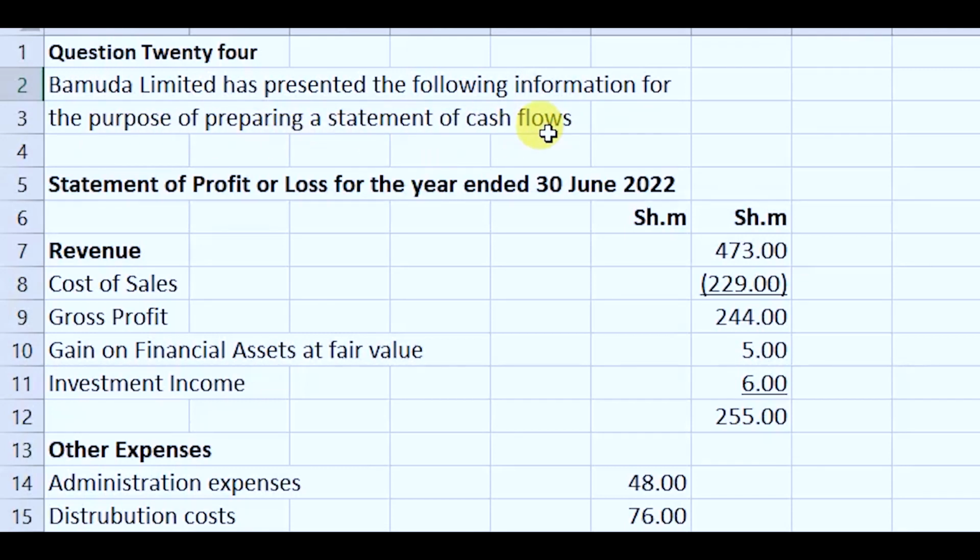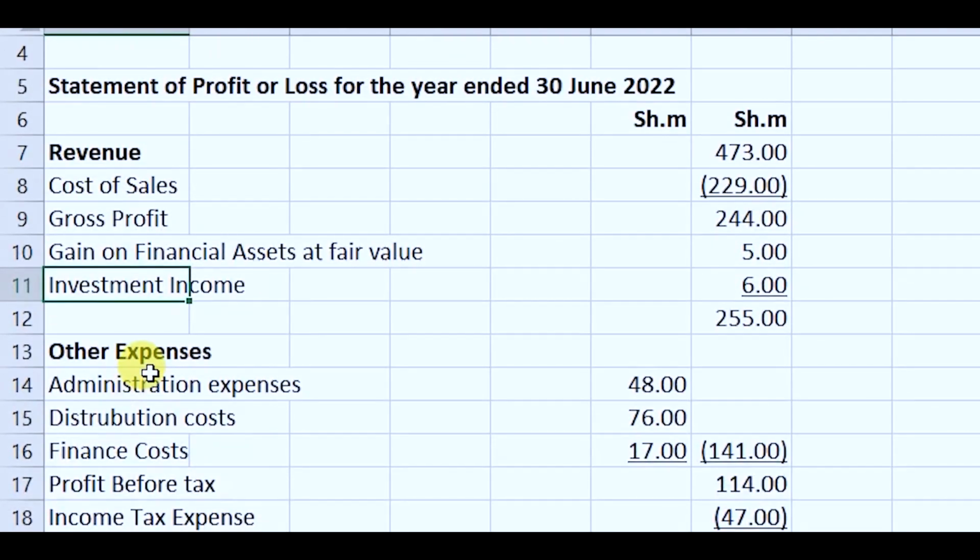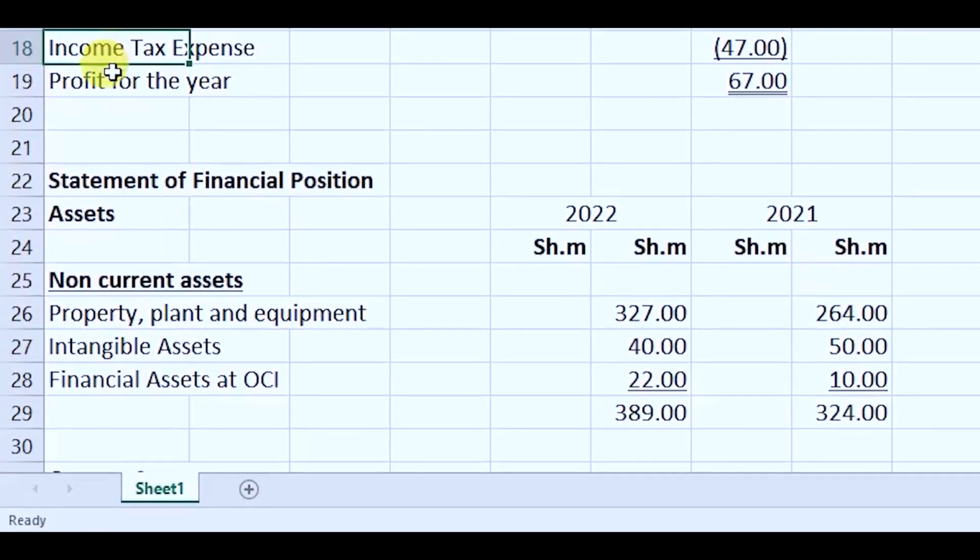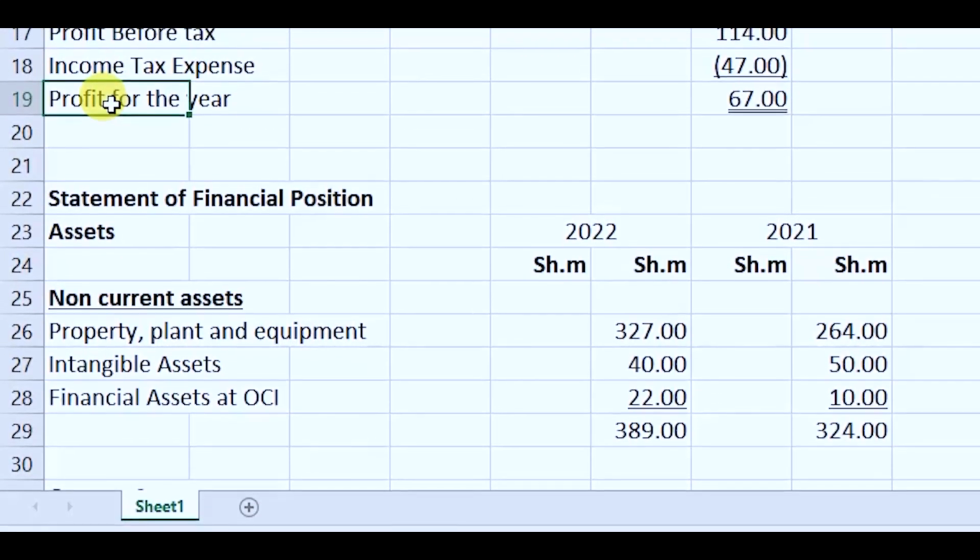So you are provided with an extract of the statement of profit and loss for the year ended June 2022 with the following subheadings: the revenue, the cost of sales, the gross profit, gain on financial asset at fair value, the investment income. Then you're also provided with the expenses: other expenses, administration expenses, distribution costs, finance cost, profit before tax, income tax expense, profit for the year.